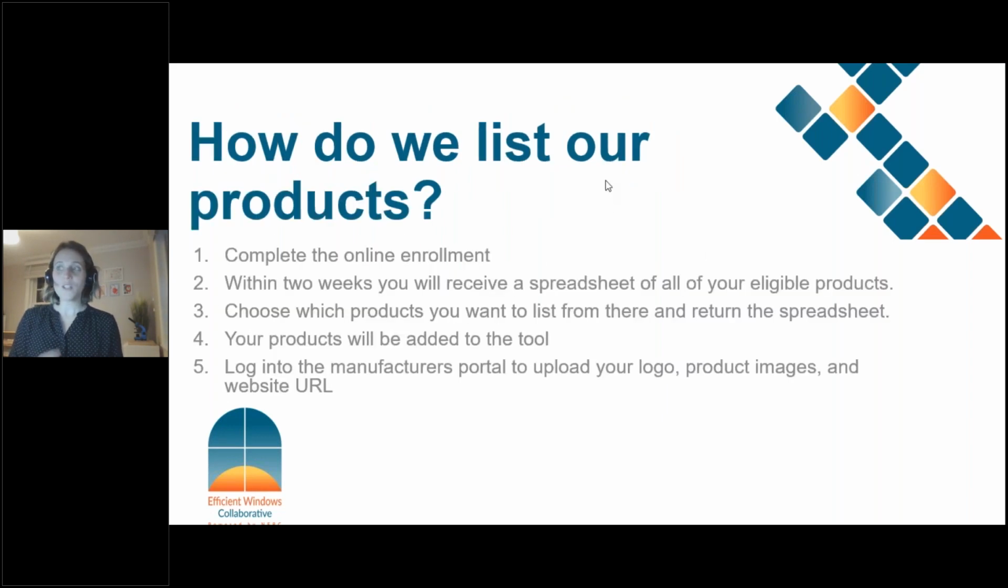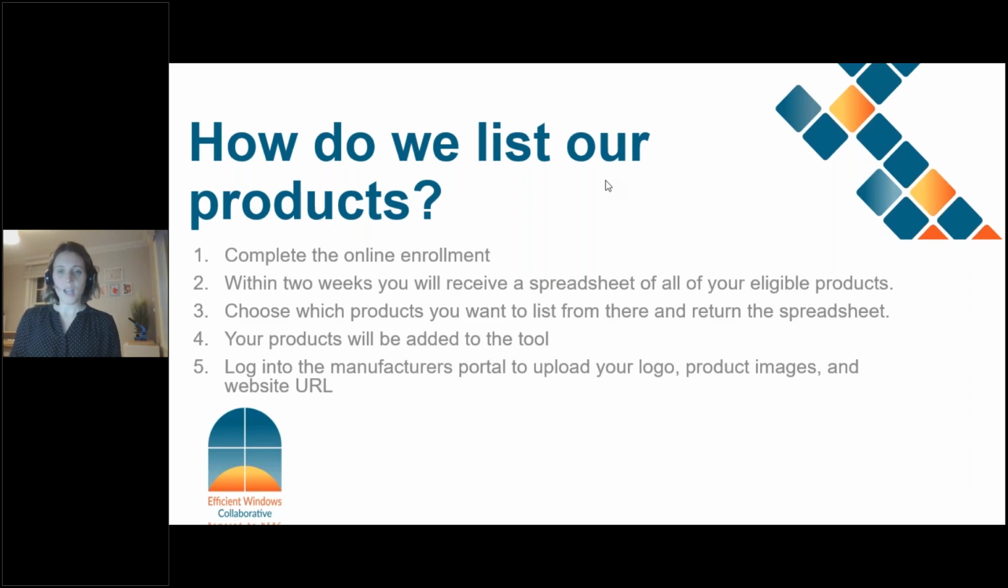So how do you get your products listed in the window selection tool? All of this information will be sent out in an email tomorrow that has the links on how to enroll, so don't worry about any of the links. The first step is to complete an online enrollment. And once you do that, within 2 weeks, you'll receive an Excel sheet that has all of your eligible products.